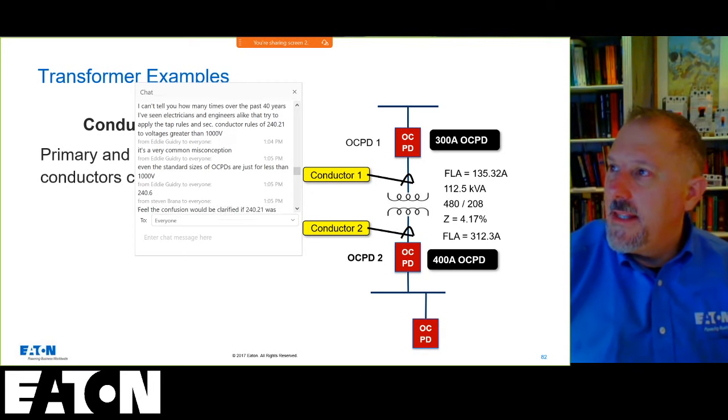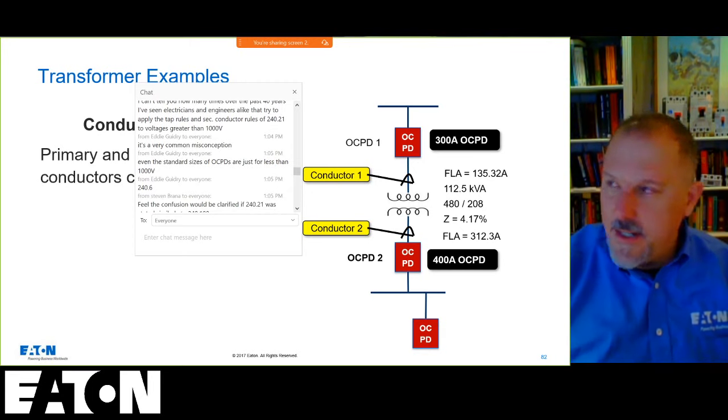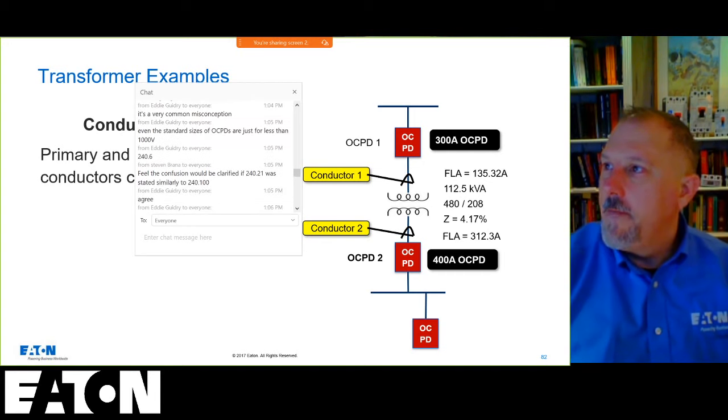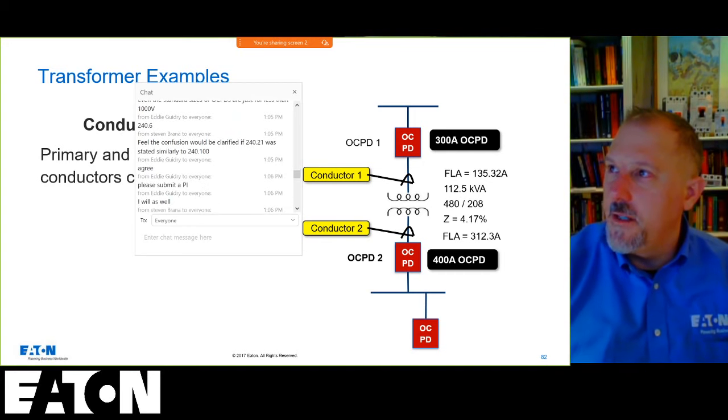I try to apply the tap rules. Oh, secondary. Yes, secondary. You can't apply the tap rules. You've got to go to secondary. Those are transformer secondary conductors. They're not tap conductors. Yes, big misconception.